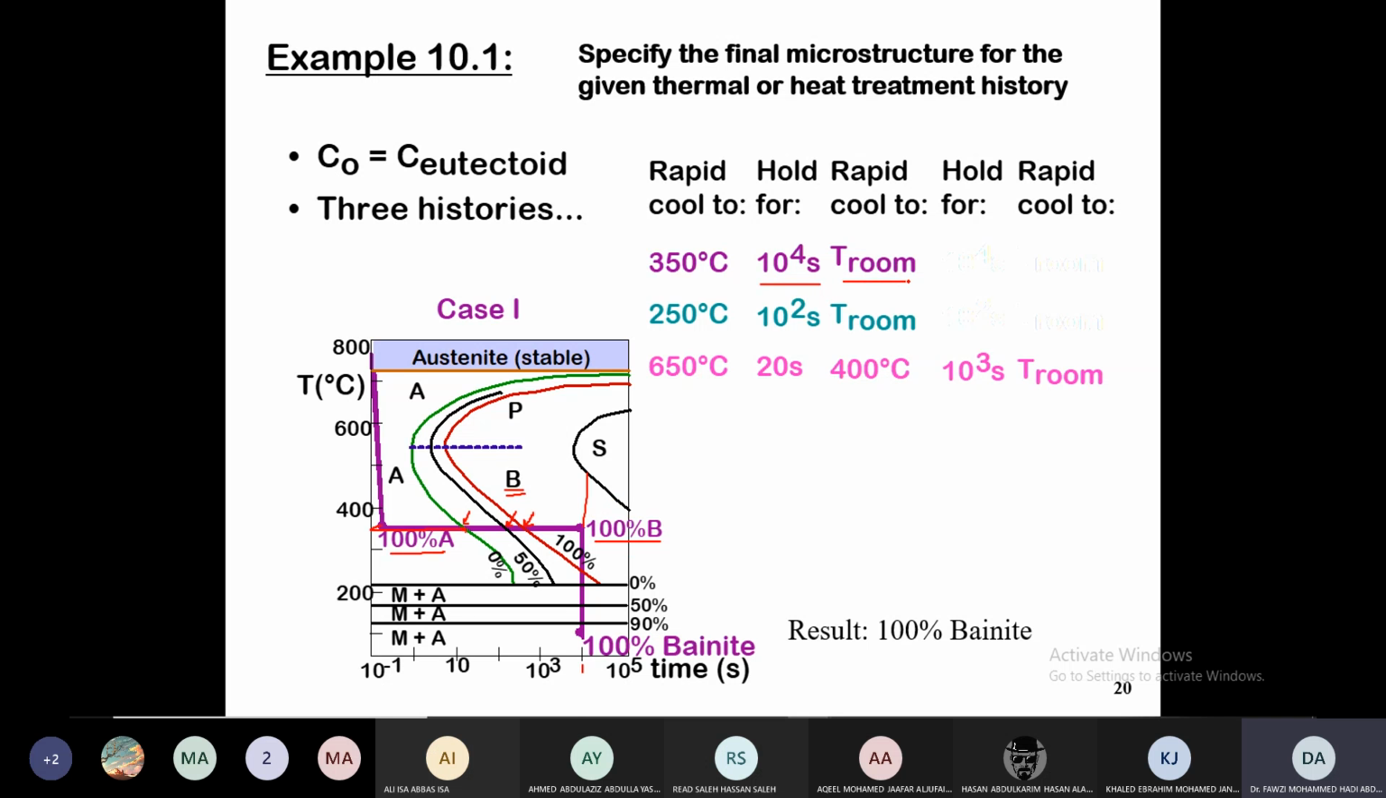Then if you rapidly cool to room temperature, again you are doing quenching here. Now you are going to quench from 350 degrees centigrade to room temperature, which is much below 215 degrees centigrade. So by that quenching, what will you produce?